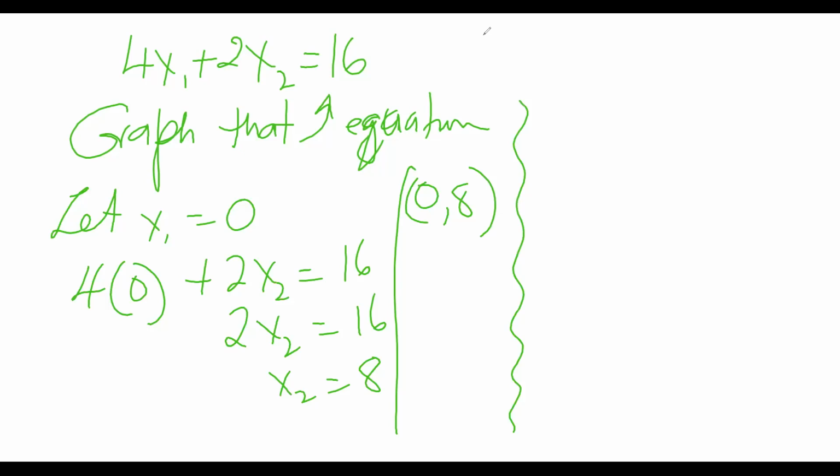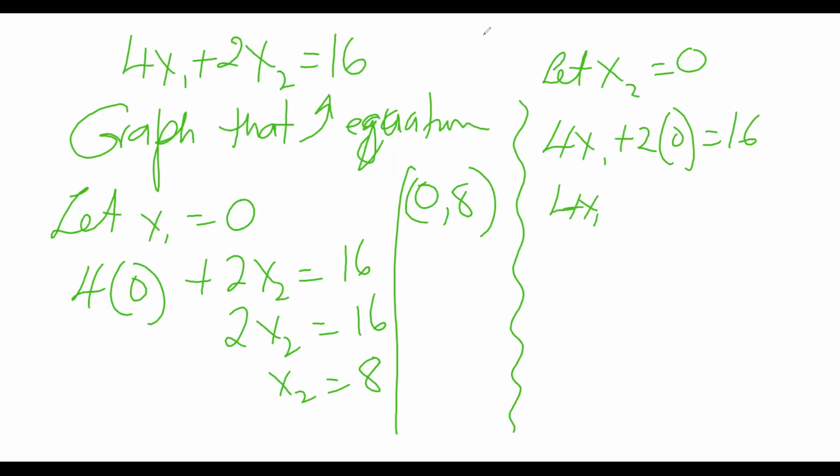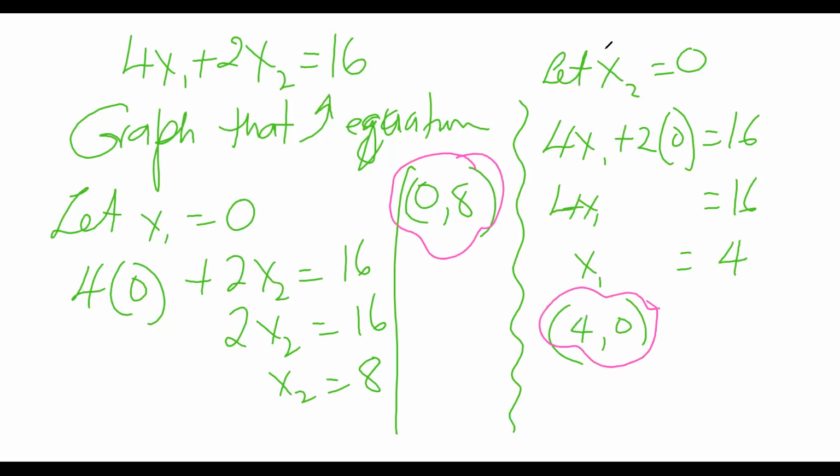So you find the value for the other variable, the one you made 0. Now you must make the one you solved for 0 this time around. So if x2 is 0, you now have 4x1 plus 2 times 0 equals 16. Aha! I can now find a value for x1. So x1 is equal to 4. So my next pair of coordinates: when x1 is 4, x2 is 0. There you now have what it takes to graph this equation, 4x1 plus 2x2 equals 16. Good?